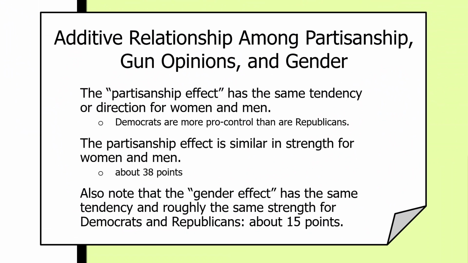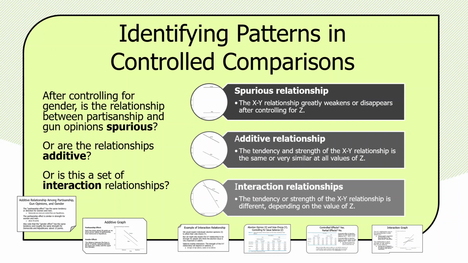The very different set of relationships would be interaction. In an interaction relationship, the way you know you've got interaction is that the direction, that is to say tendency, or the strength of the XY relationship is different depending on whether you're on one value or the other value of Z. And these are very asymmetrical relationships. We have one that's really quite symmetrical, and the partial effects can be used to summarize the relationships. So I've declared that this is an additive relationship.